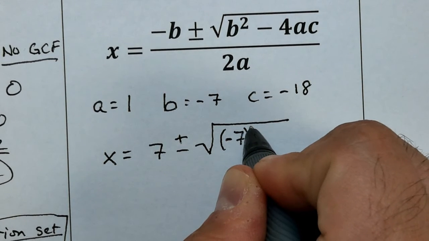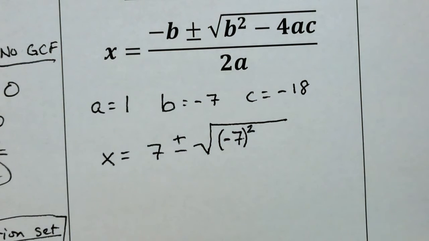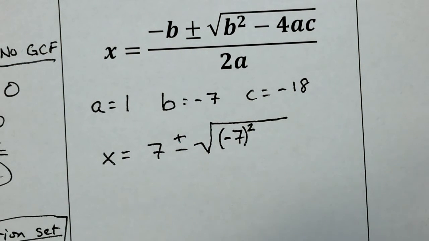And you should throw the exponent outside those parentheses. That is absolutely critical for you to get this problem right. That is where you will make the mistake.